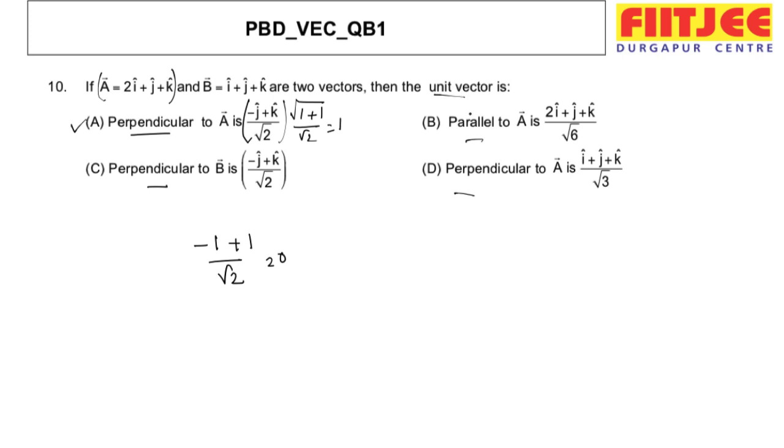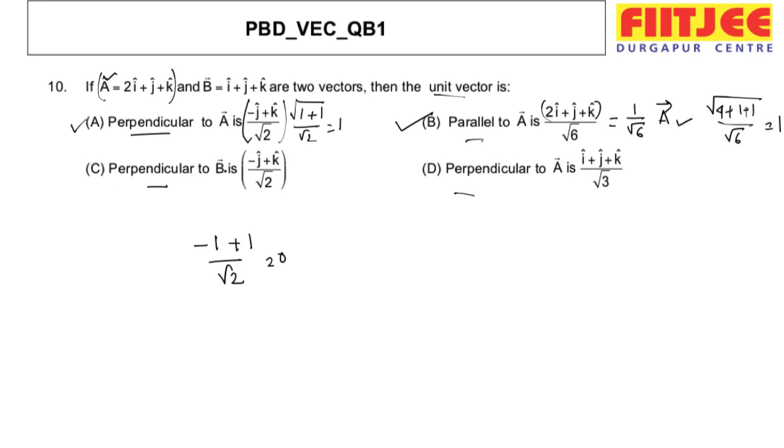Parallel to A vector. Now this is pretty simple, because you can see that this vector is nothing but 1 by root 6 of A vector. So their directions are the same. A vector and this vector have the same direction. But I have to check also whether this is a unit vector or not. Now what is the magnitude of this upper part? It is root 4 plus 1 plus 1 by root 6. That is also 1. So it is also a unit vector and parallel. Option B is also correct.